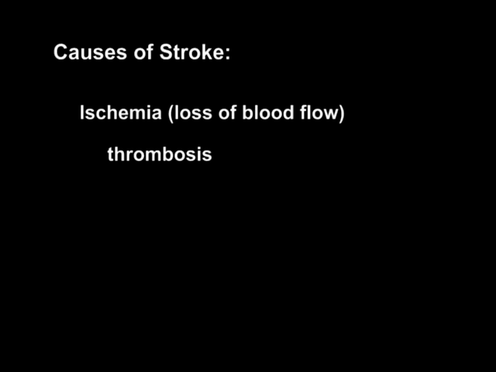Now let's return to the causes of stroke, starting with ischemia, or loss of blood flow to the brain. Ischemic causes account for 80% of all strokes. The first type of ischemia we're going to look at is thrombosis.